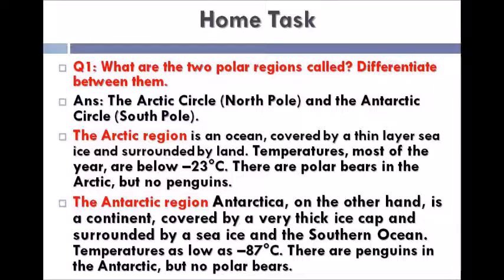Second one is Antarctic region. Antarctica, on the other hand, is a continent covered by a very thick ice cap and surrounded by sea ice and the Southern Ocean. Temperatures as low as minus 87 degrees Celsius. There are penguins in the Antarctic but no polar bears.